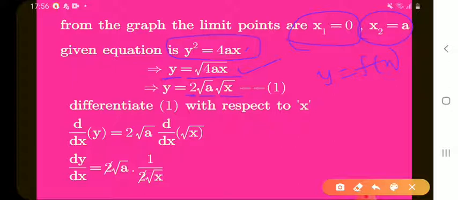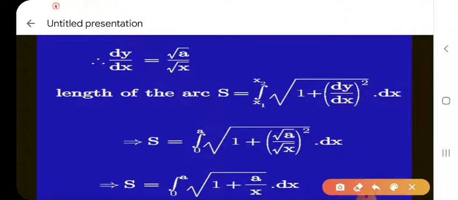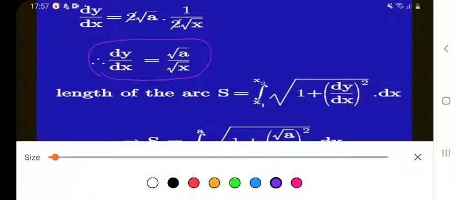Now I differentiate this equation 1 with respect to x, I get the derivative of the given equation. So I write d by dx on both sides in 1, d by dx of y equals, what is the constant in 2 root ax? In 2 root x, what is the constant? 2 root a is the constant. I write it outside and I differentiate only root x. What is the differentiation of root x? 1 by 2 root x. Here the 2 cancels. What is the remaining term? Root a by root x is the derivative of the given equation. Therefore, dy by dx equals root a by root x.